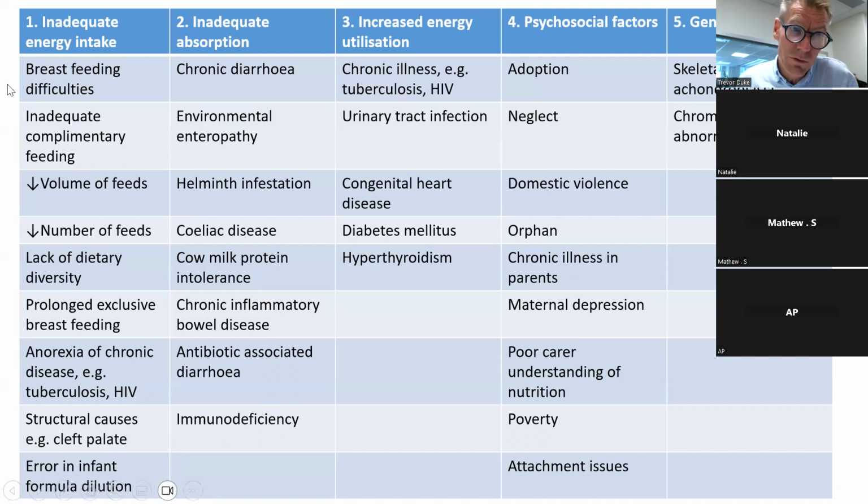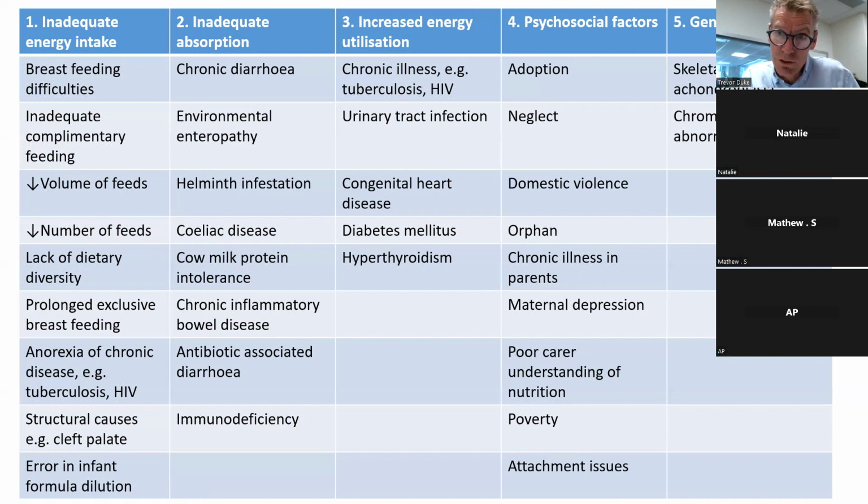And so all of these things need to be considered when you're thinking about whether the energy intake of a child is adequate or not adequate. Then there are many reasons why a child might have inadequate energy absorption. Even if they're taking in enough calories, enough energy, they may still have inadequate energy absorption because of chronic diarrhea or because of a condition called environmental enteropathy, where you get a bacterial overgrowth of the gastrointestinal tract, and that can lead to a chronic diarrhea.